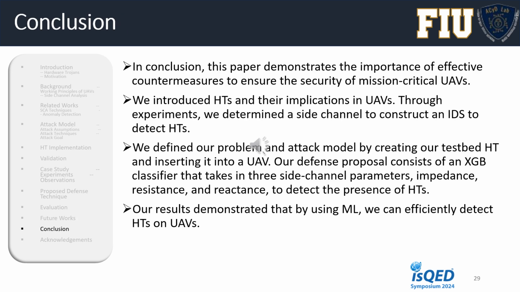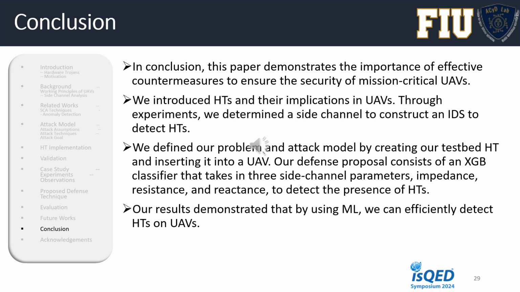In conclusion, this paper demonstrates the importance of having effective countermeasures when it comes to ensuring mission critical UAVs, especially since they're heavily used in the military and civilian sectors when it comes to fighting terrorism or search and rescue missions. We basically introduced hardware Trojans and their implications in UAVs. Using different experiments, we determined the side channel that we could construct our IDS around in order to detect hardware Trojans. We defined our problem and attack module by creating our testbed hardware Trojan and inserting it into a UAV.